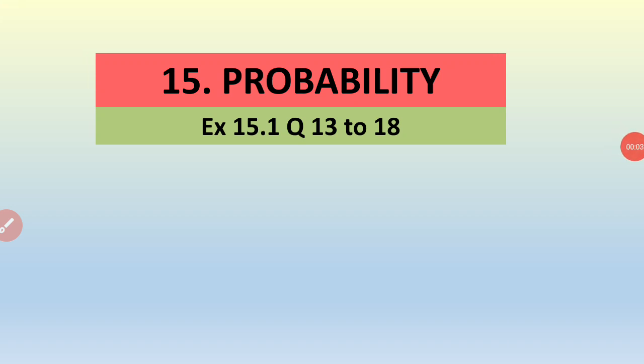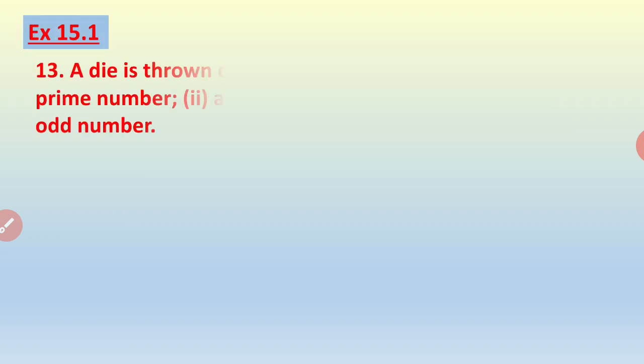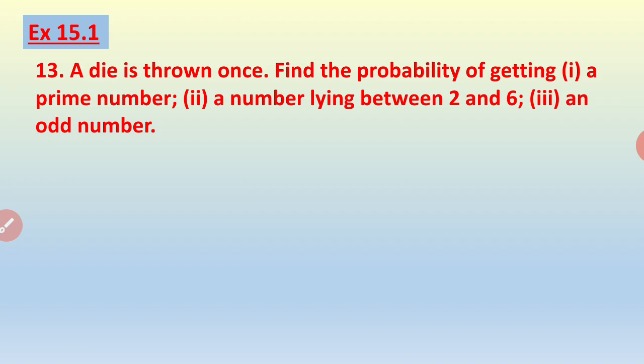Hello children, let's continue with chapter number 15, Probability of Standard 10. We are here with question number 13 to 18. Question number 13 is, a die is thrown once, find the probability of getting a prime number. Then you have to find out the probability of a number lying between 2 and 6. Finally, the probability of an odd number also. Let us begin.